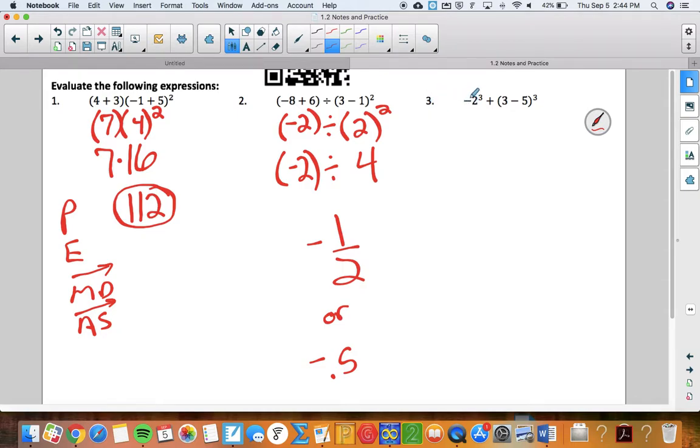Here, careful with number 3. Think of this, you don't need to write this down in the future, but think of this as negative 1, because this is like a sneaky negative. So it's a sneaky negative 1 times 2 to the third plus 3 minus 5 to the third.